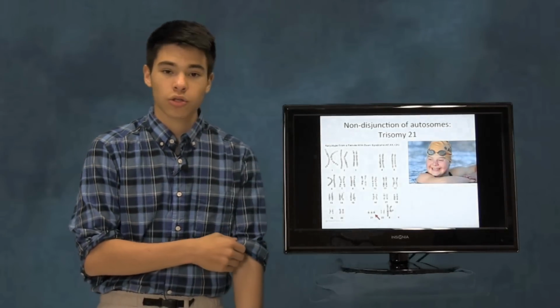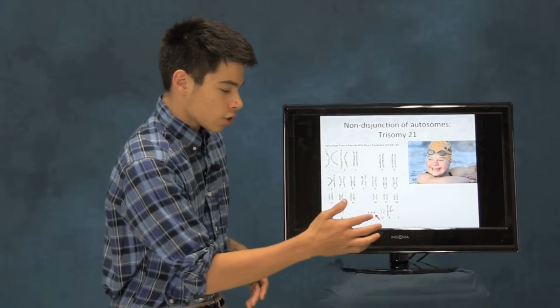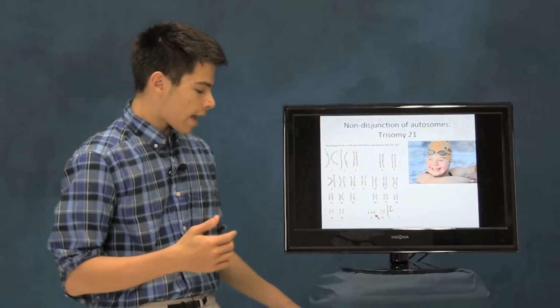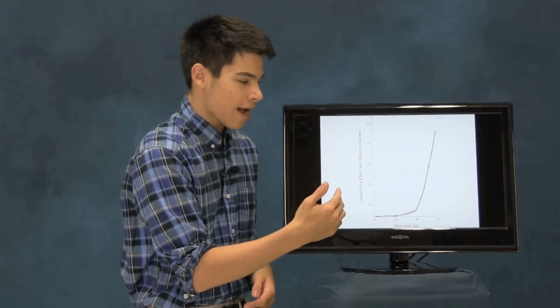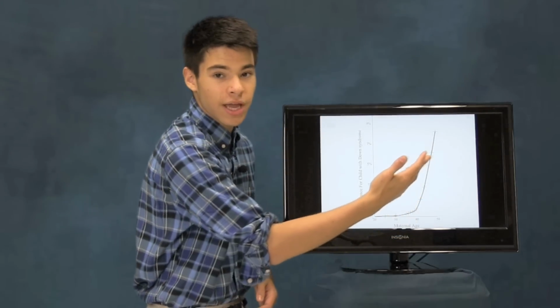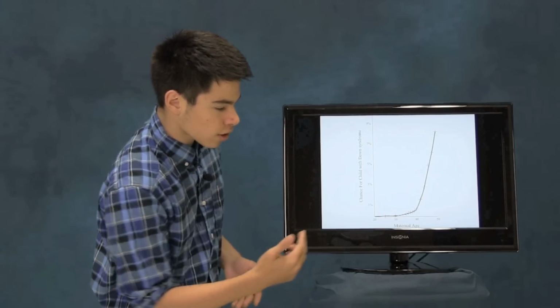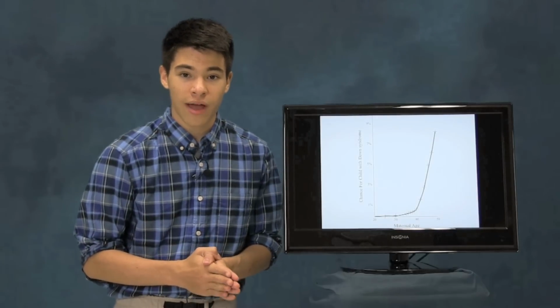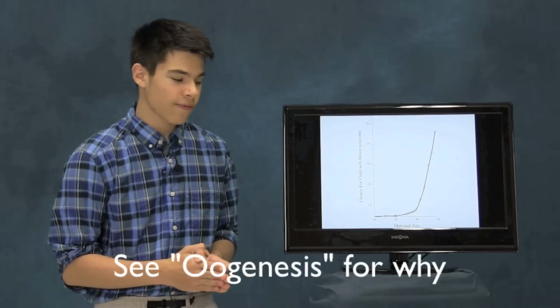So returning to Down syndrome, we can see that it's a trisomy of 21, and looking at this graph, we can see that the incidence of Down syndrome increases almost exponentially with a woman's age. So if a woman is past 35, she's considered to be of advanced maternal age and of a high likelihood of having a chromosomally defective child.